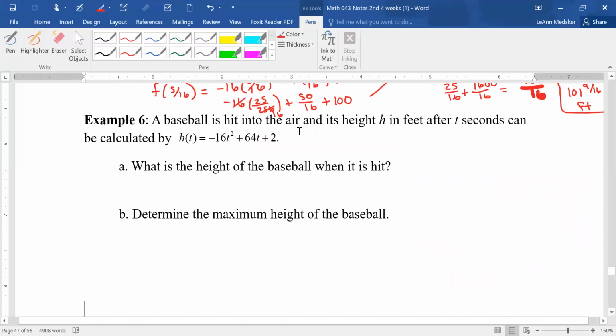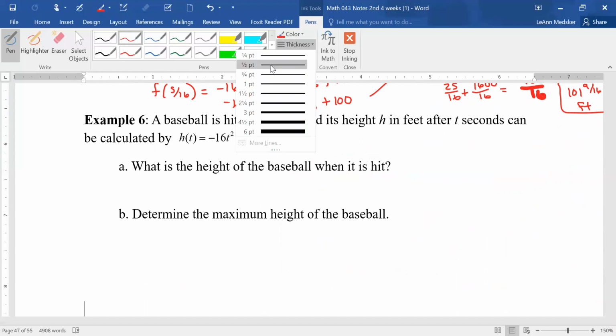So a baseball is hit into the air and its height h in feet after t seconds can be calculated by the formula h of t equals negative 16t squared plus 64t plus 2. What is the height of the baseball when it was hit? Now this is not max height. This is just what was its original height.